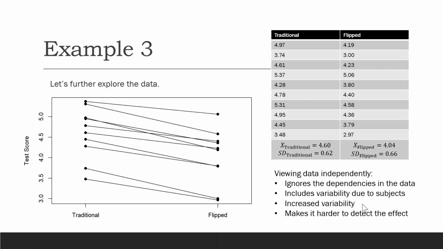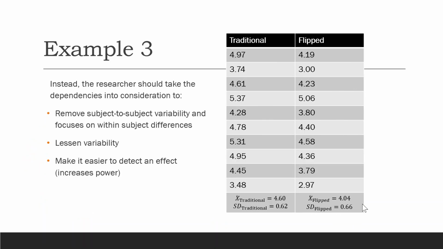All right. And so our alternative to that would be to remove that subject to subject variability. I know some subjects are going to be higher on the variable, some subjects are going to be in the middle, some subjects are going to be lower. But once I have that dependency here, I don't care how high the highest student is or how low the lowest student is.